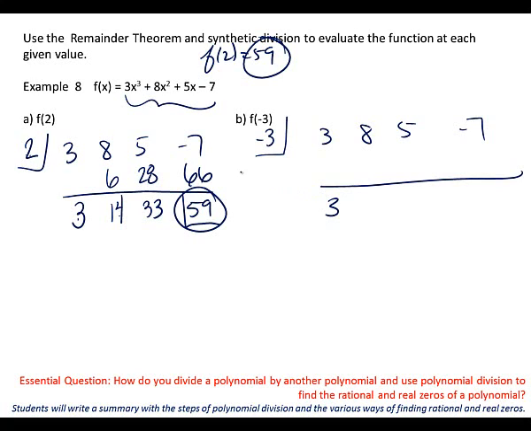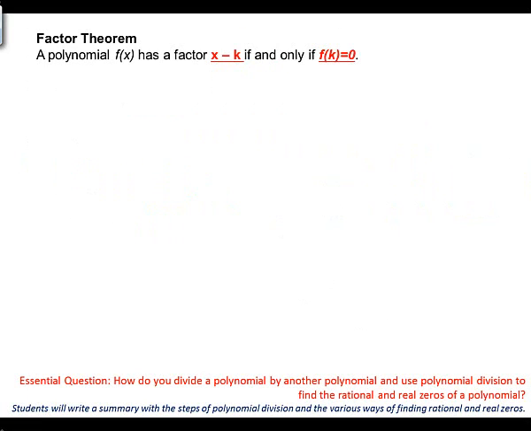All right, let's check this. So -3 times 3 is what? Good. 8 and -9. -1. Good. -3 times -1. 8. 5 plus 3? 8 times -3. Remainder is -31. Okay? So f of -3 is -31. All right, let's keep going. So write that down for your factor theorem.